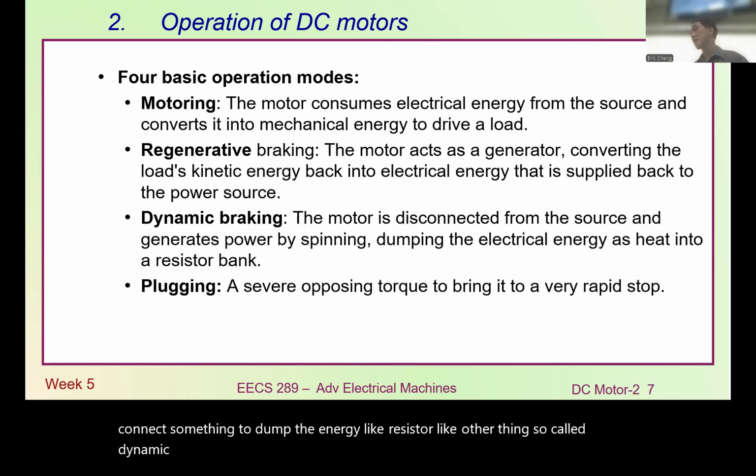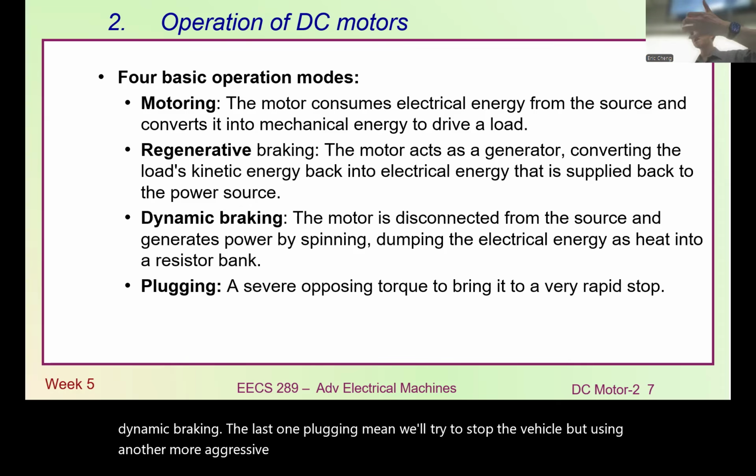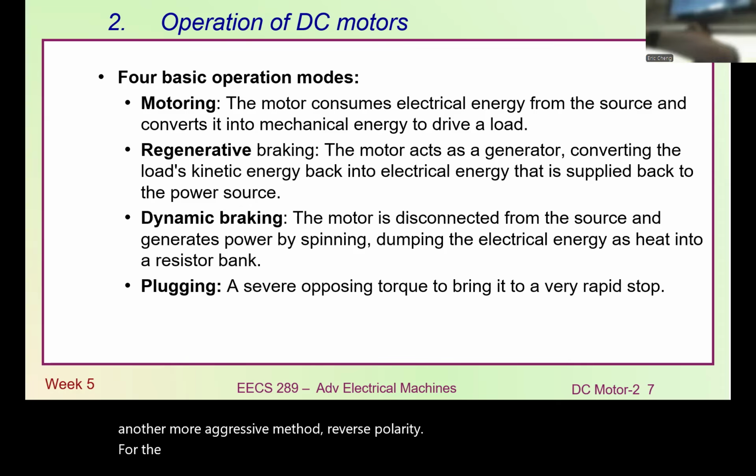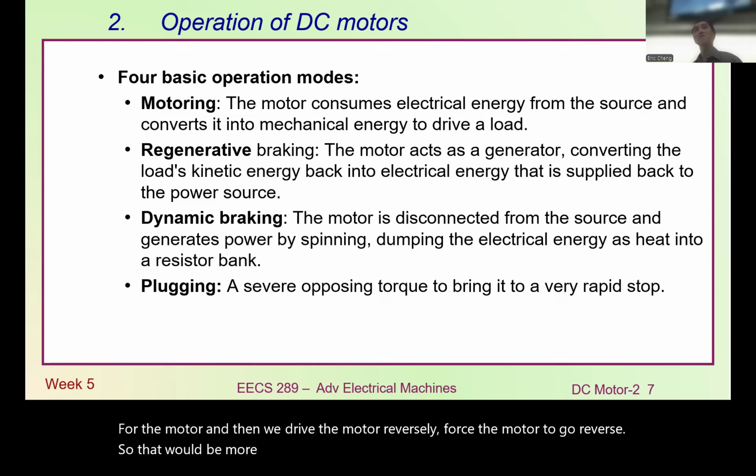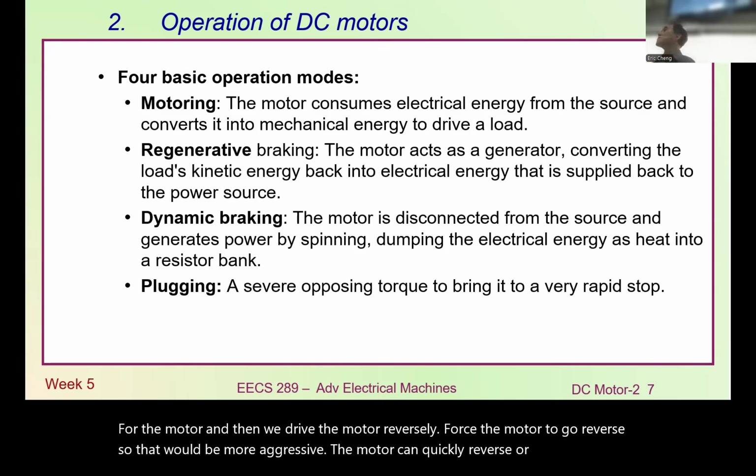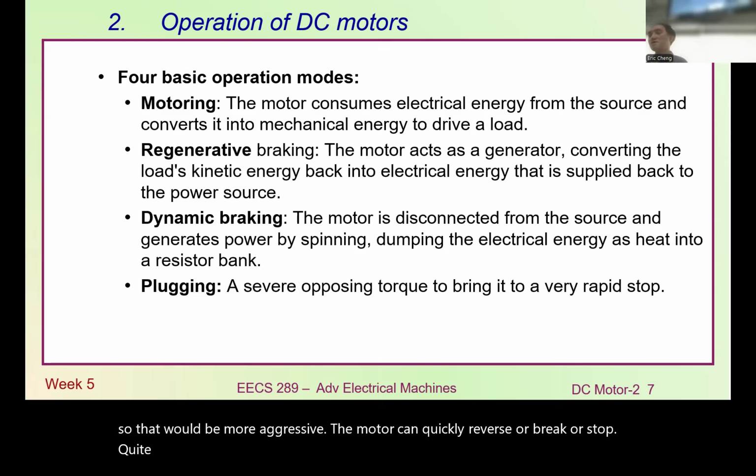The last one, plugging, means we try to stop the vehicle using another, more aggressive method. Reverse the polarity of the motor, and then we drive the motor reversely, forcing the motor to go in reverse. That would be more aggressive. The motor can quickly reverse or brake or stop quite instantly. So that's the four basic methods. These four are all the basic motor operations.